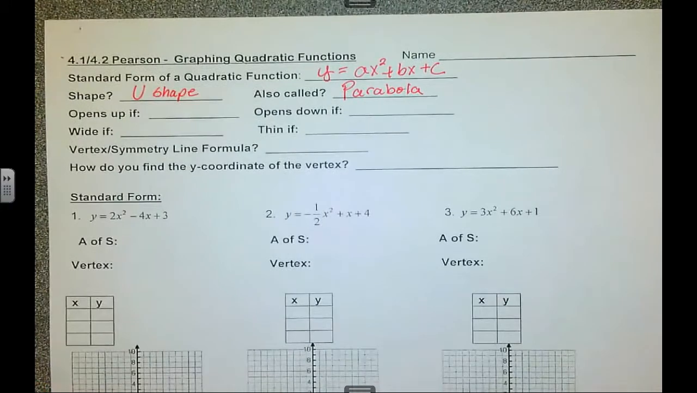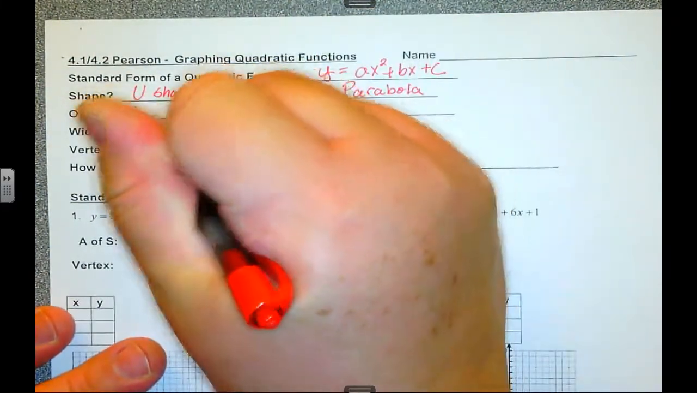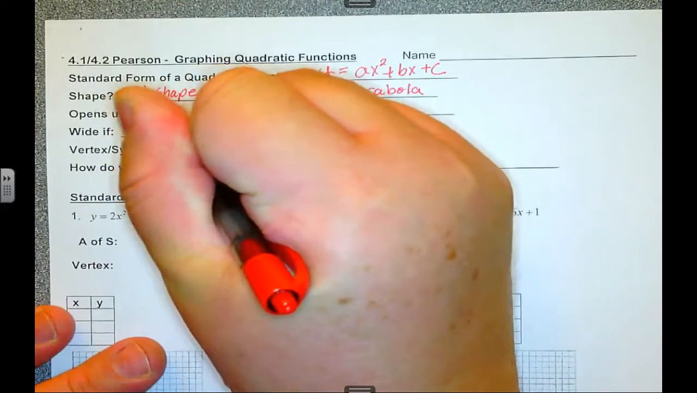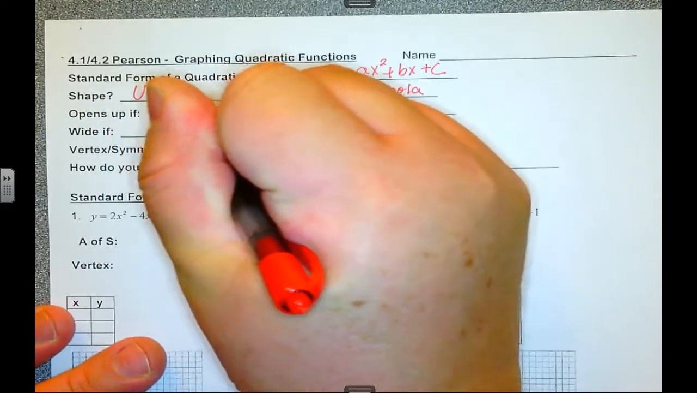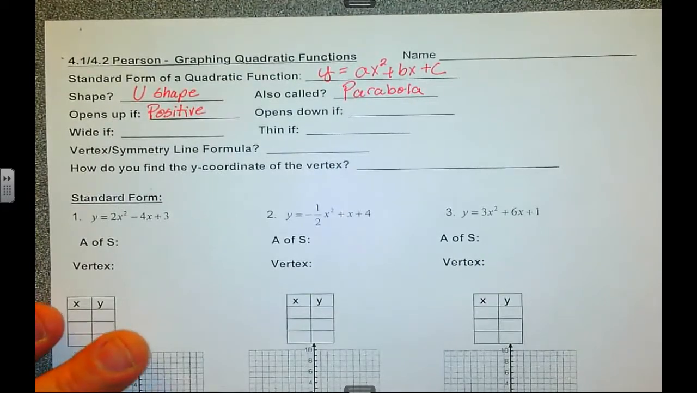Of course, I had a student say a couple years ago, and it's kind of stuck, parabola. Okay, opens up if what? You could put positive slope, positive A.